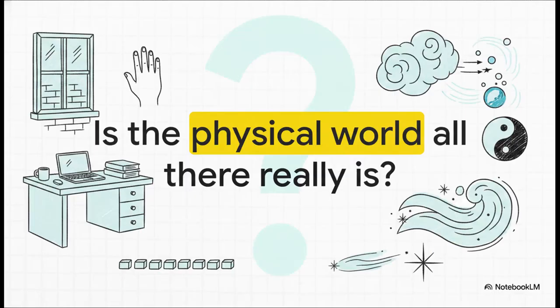To kick things off, just take a quick look around you for a second. Look at your desk, your hands, the walls of the room you're sitting in. Ask yourself, are the tangible items in your everyday life, the things you can actually interact with and measure, the only things that exist? Our source material today argues a definitive no. It proposes that the physical world is only half the story.